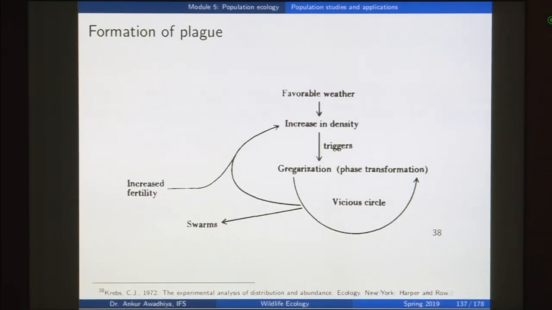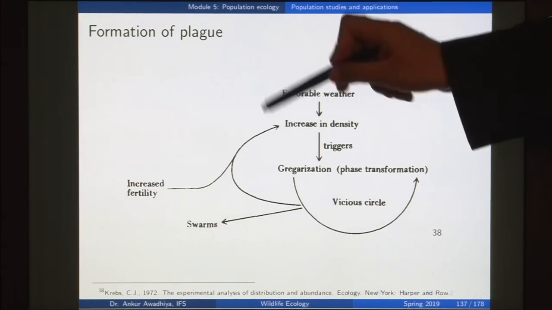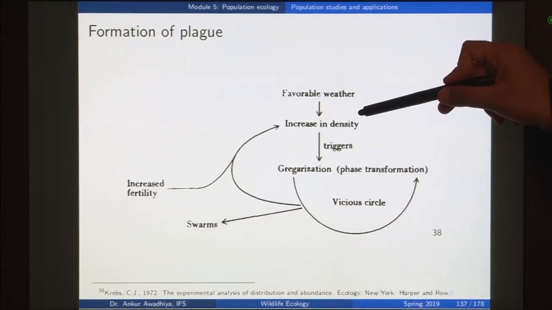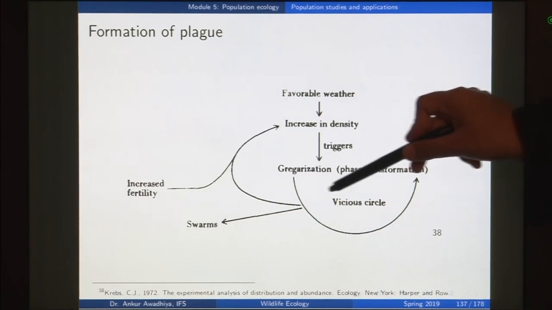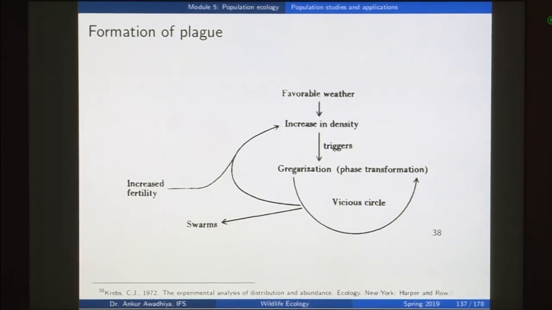And then you have the impacts of predation. You have impacts of parasitism, or probably you have a weather condition that is not that good. In that case, the density would reduce. If the density reduces, in that case, this gregarization is then reversed. So, from the gregarious phase, the locust converts into the solitary phase and this whole phenomenon stops.